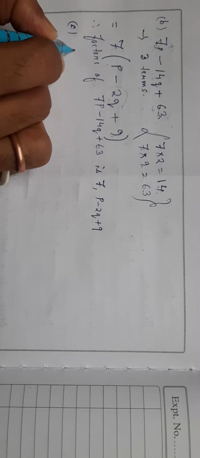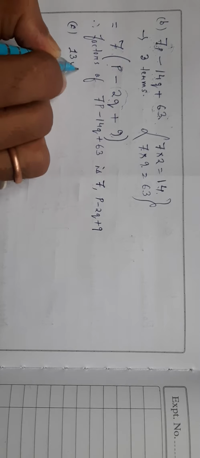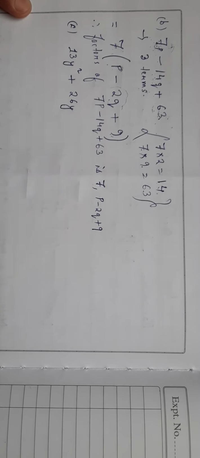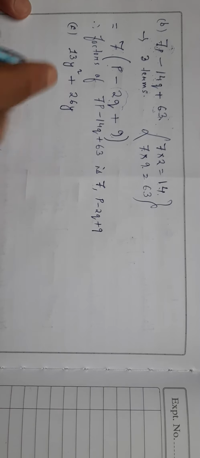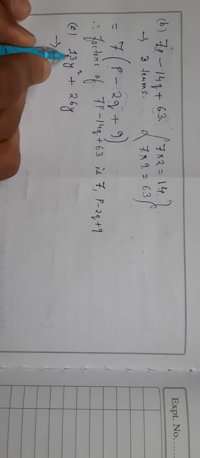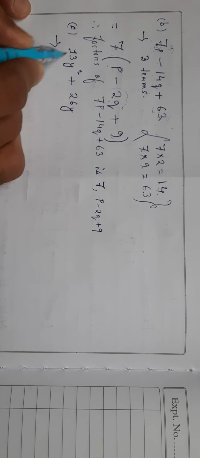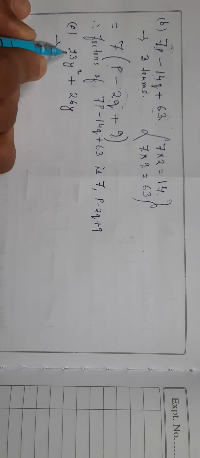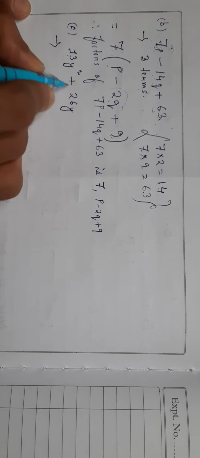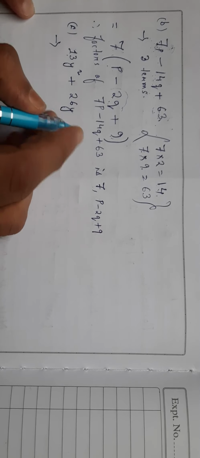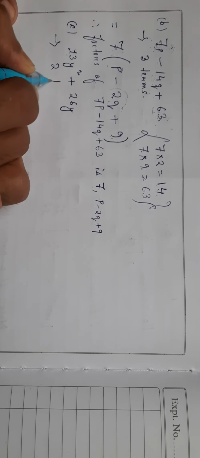Third question is 13y square plus 26y. Here you can see 13 into y square. That means we have got one term here since it is multiplication. So 13 into y square means one term, plus 26 into y another term. So here we have got 2 terms.